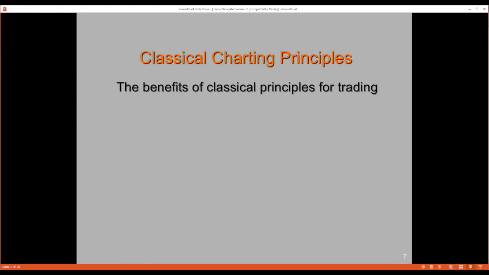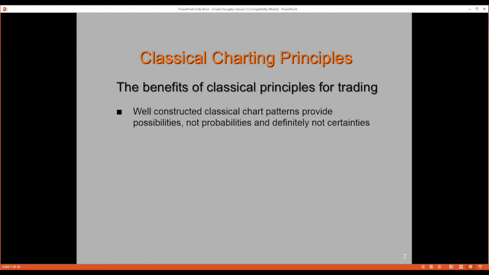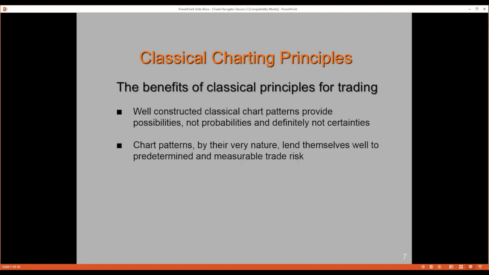Talk about the benefits of classical charting principles for trading. Well-constructed classical chart patterns provide possibilities, and many of you who follow me know that you'll hear me talk about possibilities. I look for possibilities. I don't look for probabilities. I definitely don't look for certainties. I think the best that we can find are possibilities. We construct our trades and our ideas about market activity based on possibilities.